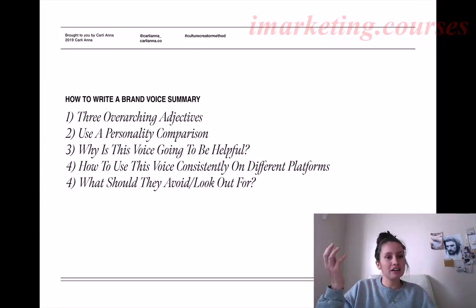So let's quickly go over how to write a brand voice summary. First, you're going to use three overarching adjectives. Second, you're going to use a personality comparison. Third, you're going to talk about why this voice is going to be helpful to your client. Fourth, how to use this voice consistently on different platforms so that they have all the tools to use it. You want to make this actionable. And fifth, what should they avoid and look out for? And there you go. That's how you would create your brand voice.